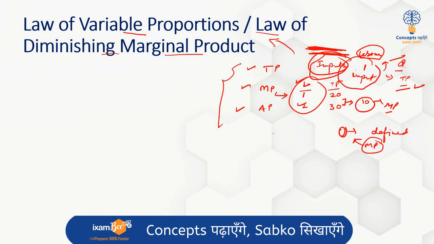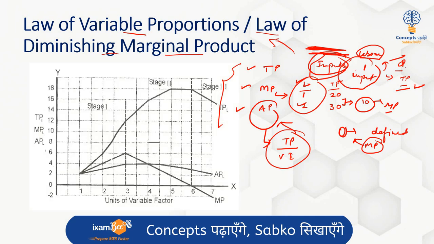Now, what exactly is average product? So average product is giving you the total output per unit of variable input. Whatever is the total output and how much variable input is being used to produce this total output, this is giving you the average product. So I hope now these three concepts are clear. Now let's look at what exactly is the law of variable proportions or the law of diminishing marginal product.